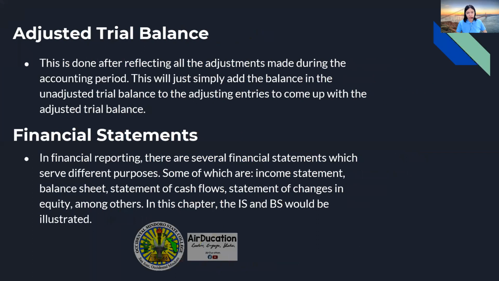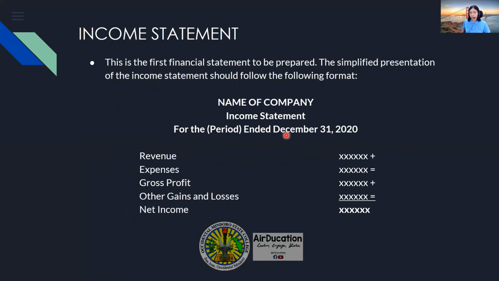Now, let's proceed to the income statement first, okay? Name of the company, income statement for the period ended December 31, 2020. Nilagay ko yung period kasi again, meron ngang 4 na klaseng period: monthly, quarterly, semi-annually, and annually. In our case, we decided to use monthly. Monthly lang siya para hindi kayo masyadong mahirapan.